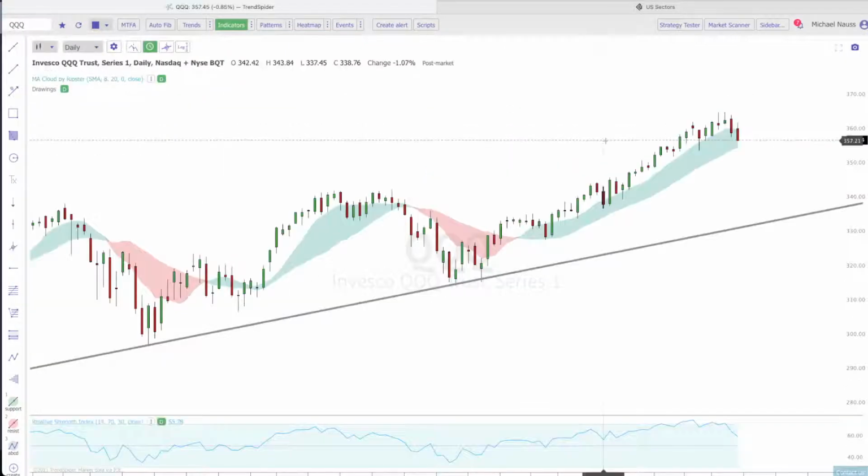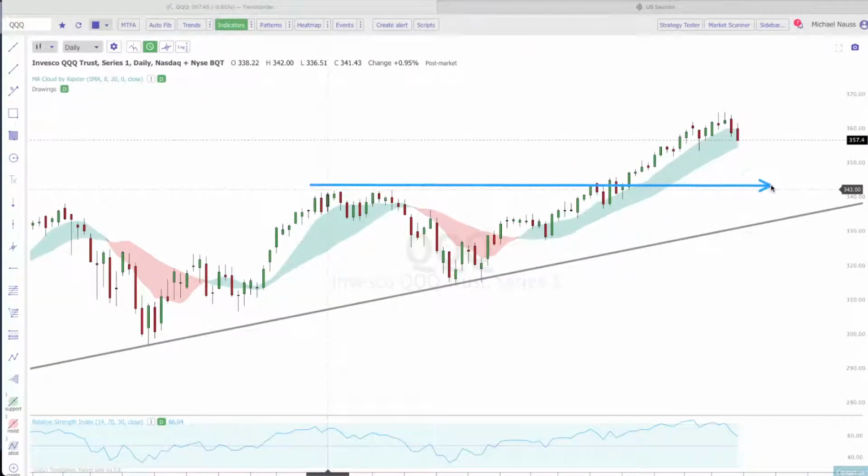Let's take a look at technology with the Qs. Again, relative to the breakout point right here, still way stronger. Has the same trend line. I actually drew this one in and kept it in. So if we pull back into this area, again, I consider that healthy bullish action for a healthy bullish market. You want the stock to move up and then to pull back, and then to move up, and then to pull back, and then to move up, and then to pull back. You want that to occur.